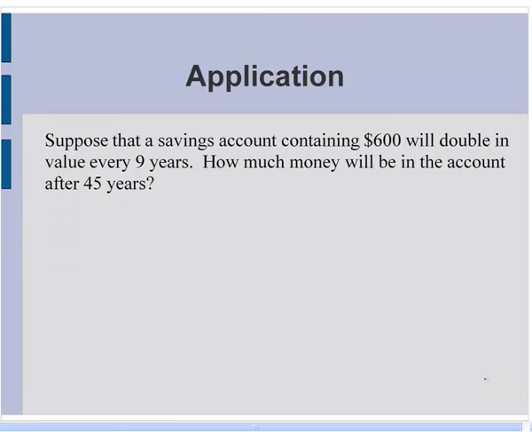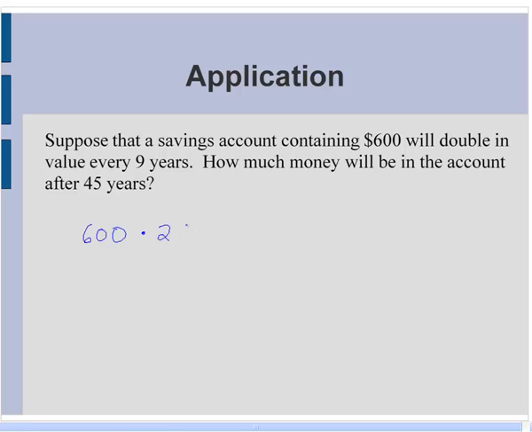Let's finish the section with an application. Suppose that a savings account containing $600 will double in value every 9 years. How much money will be in the account after 45 years? Well, if the money will be in the account 45 years and it's going to double every 9, we would take our initial number, $600, and it's going to double. Well, that means multiply by 2.